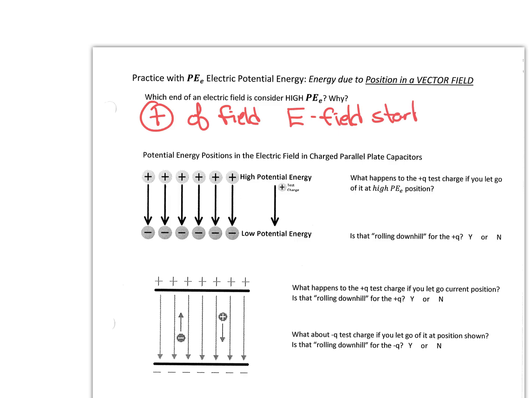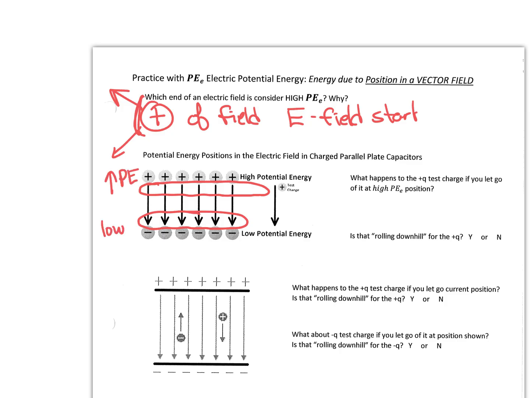So that's like the tail, right? So where would be the high potential energy or high energy? Close by, right? And in parallel plates, it's easiest to see. We've got high potential energy here near this end. We'd have low potential energy here. So high PE, and low.